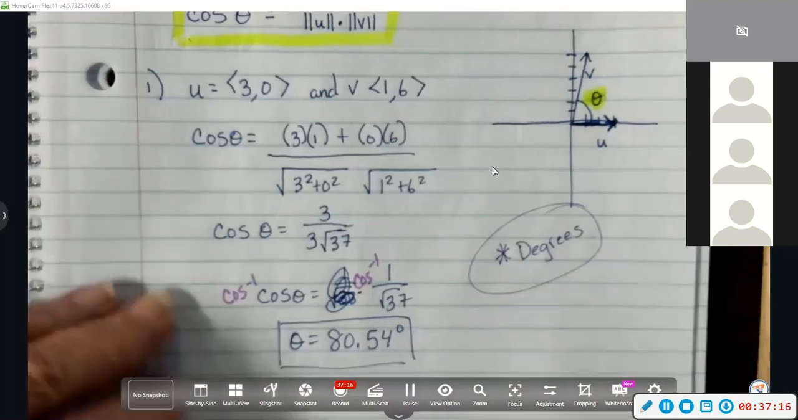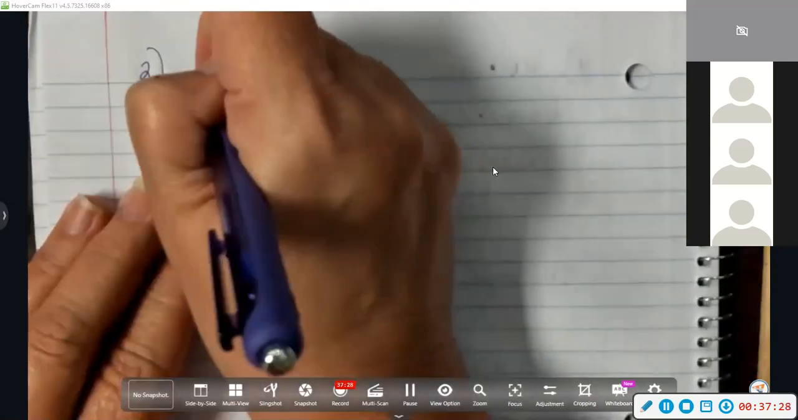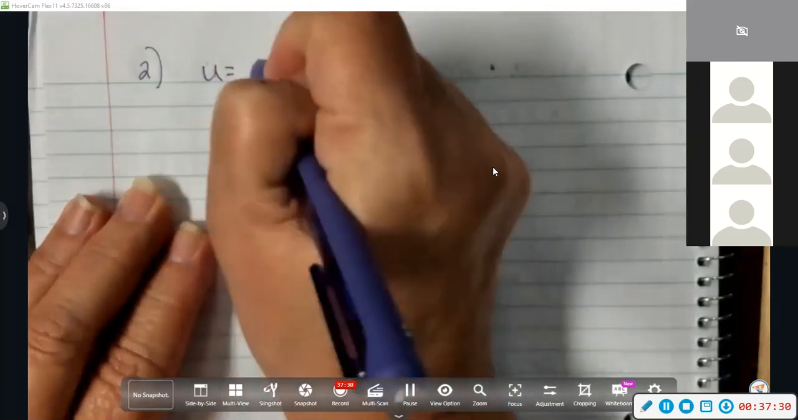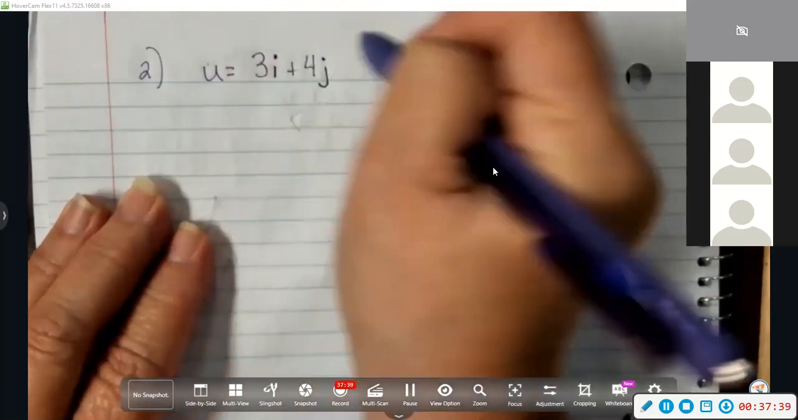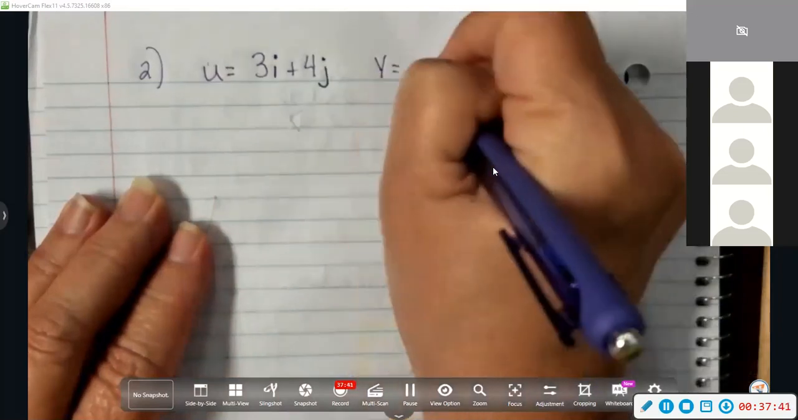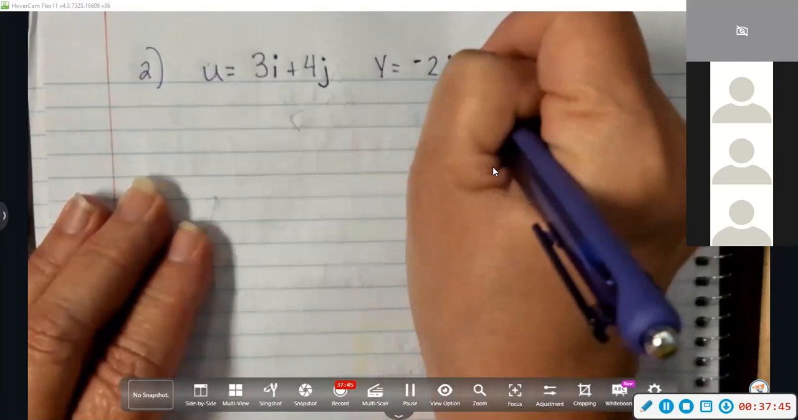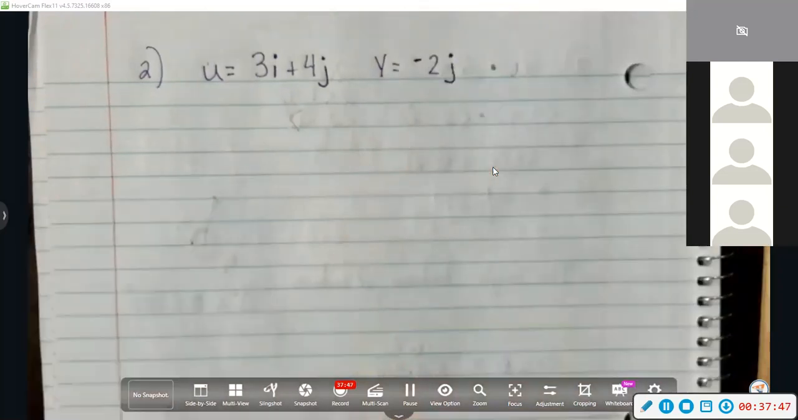All right, let me give you one to try then. Let's see if you've got this. So if I give you vector u as 3i plus 4j, and vector v is negative 2j. And your job is to find the angle between them. So go ahead and try and get that one started.